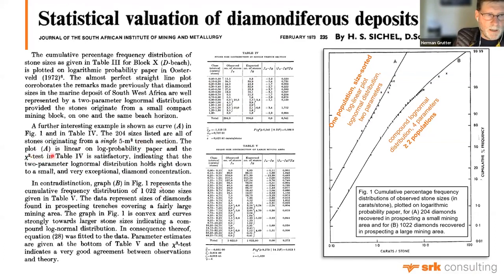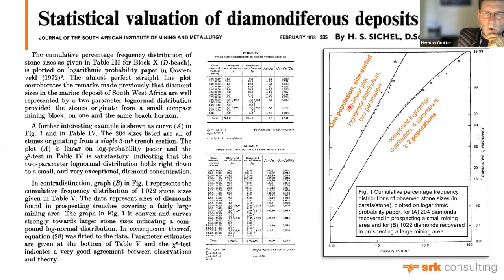The plot A is linear on log probability paper, and the chi-square test in table 4 is satisfactory. There's the chi-square test over there, indicating that the 2-parameter log normal distribution holds right down to a small and very exceptional diamond concentration. There's the data, 204 stones. This is how it plots on this diagram over here. It's one population. Because it's alluvial, it's size sorted.